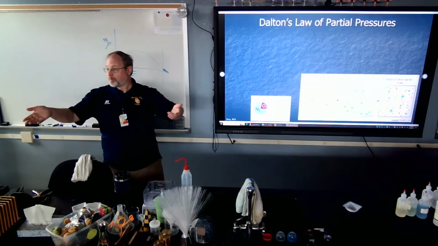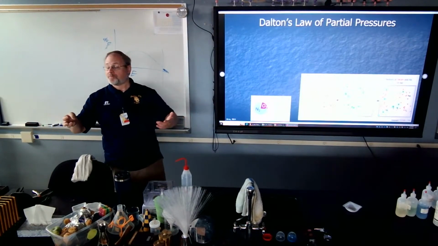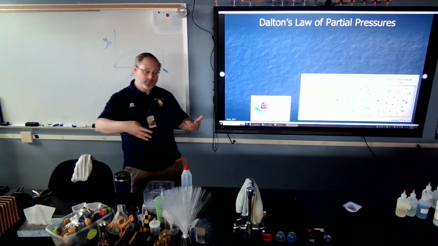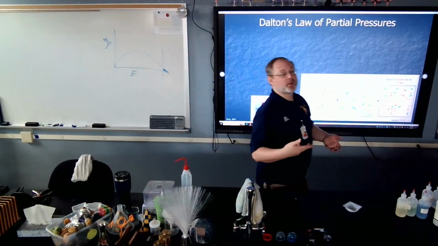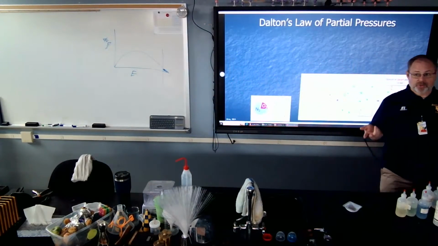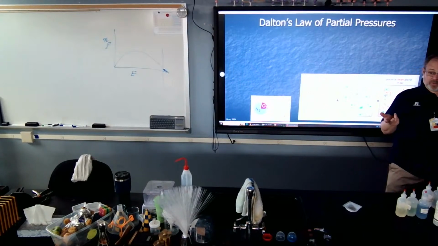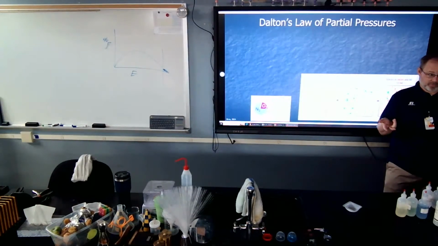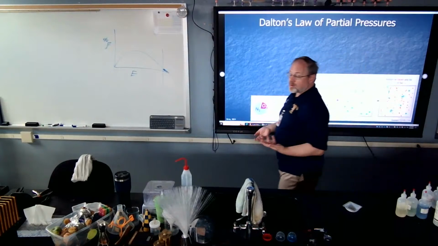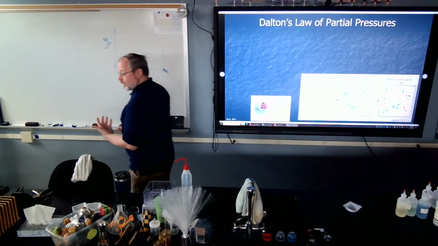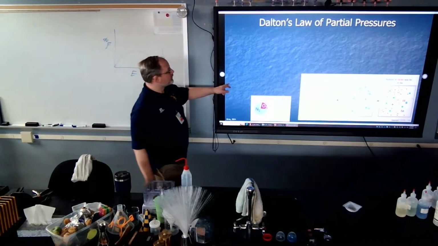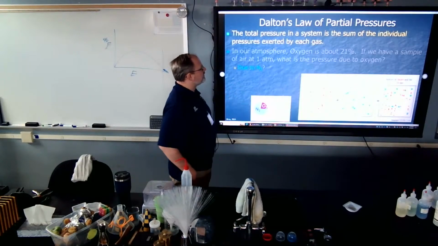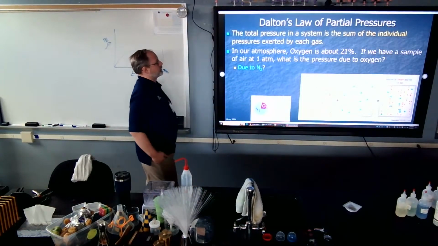0.33. Yeah, 0.33, right? So if you had 3 gases and they made up 1 atmosphere of pressure, what's the pressure of each gas? 0.33 atmospheres. And again, it all comes back to treating all gases as ideal. So that's basically Dalton's law of partial pressures. It says that we can separate gases based on their proportion.